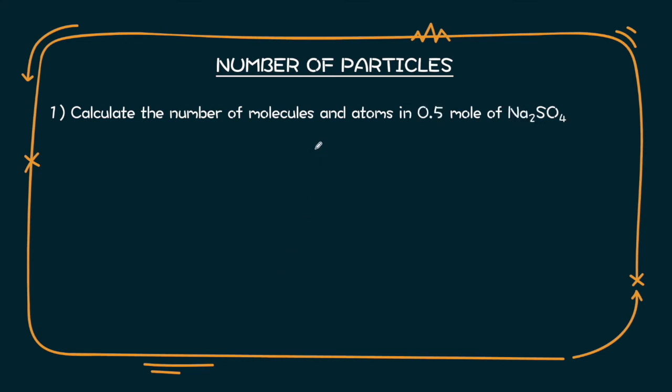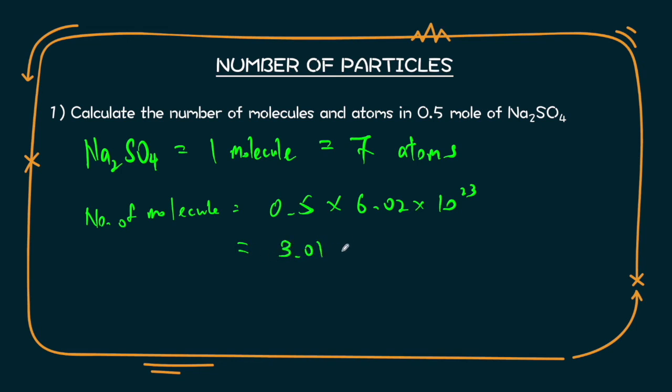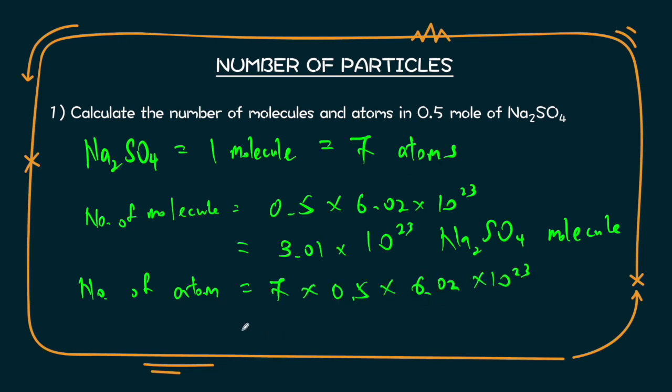Okay, for the first one, 0.5 mole of Na2SO4, it is 1 molecule, and we see here it has 2 Na, 1 S and 4 O. In total, give me 7 atoms. Remember the method again. And my number of molecules will be 0.5 times the number, giving me 3.01 times 10 to the power of 23 Na2SO4 molecules. And again, when a question asks you for the number of atoms, we will just use what we have learned before. Okay, since we have 7 atoms, so we use 7 times the answer above, and we will get 21.07 times 10 to the power of 23 atoms.